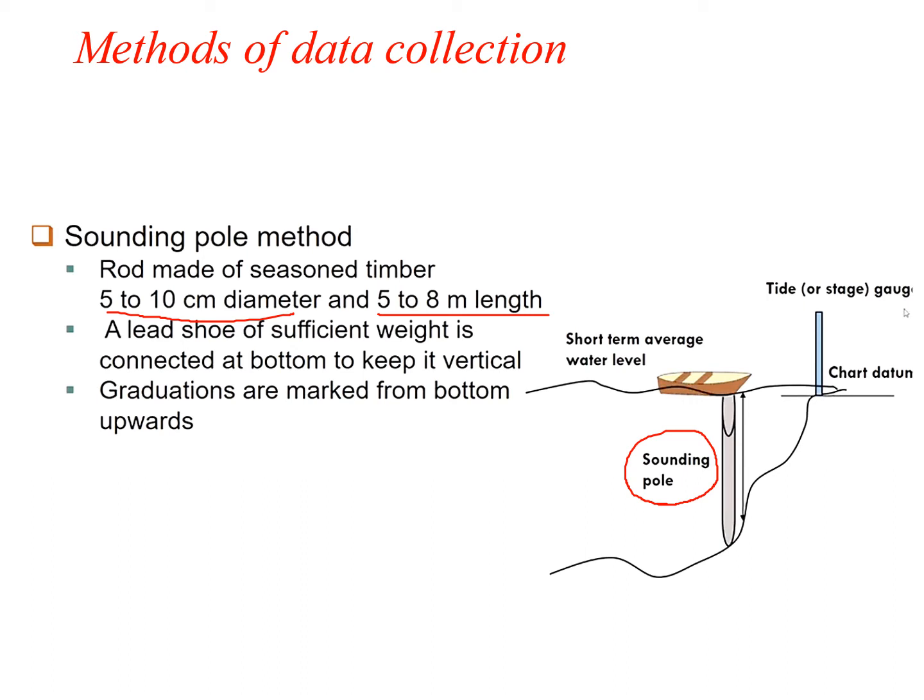Then a lead shoe of sufficient weight is connected at the bottom, somewhere here, to keep it vertical, and graduations are marked from bottom upwards. So the zero marking is here and it increases in order as you go upwards.